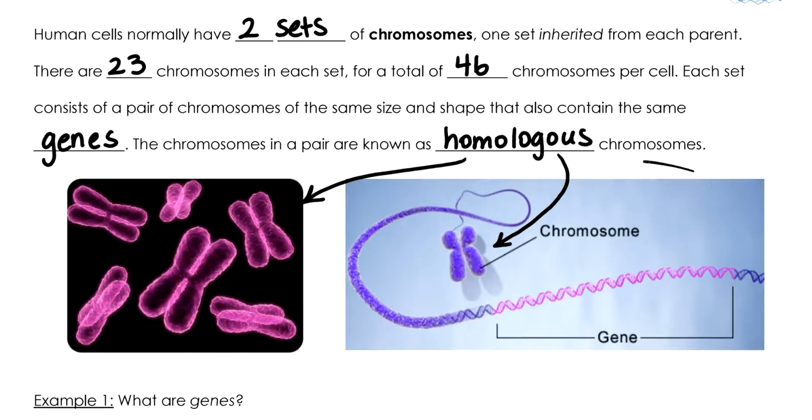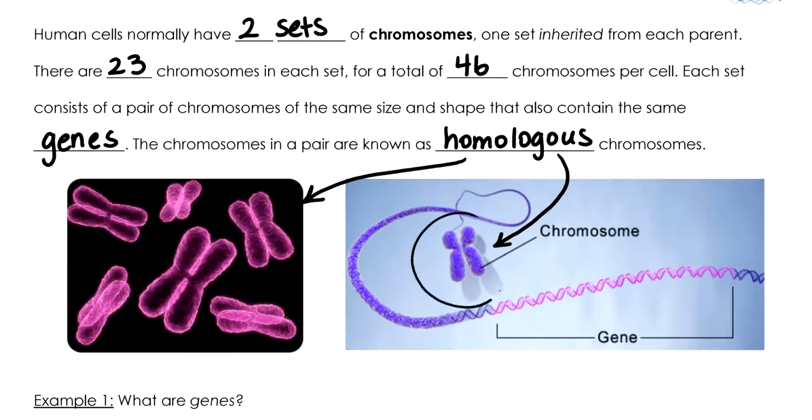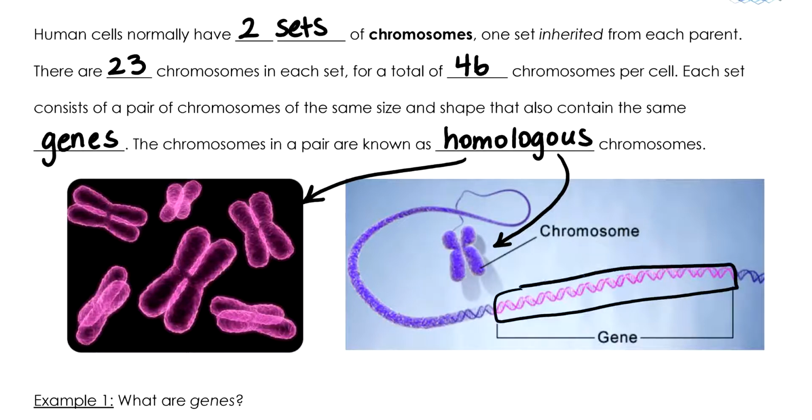I really like this diagram because it clearly shows the difference between a strand of DNA and a chromosome. It also shows that a section of the strand is a gene.